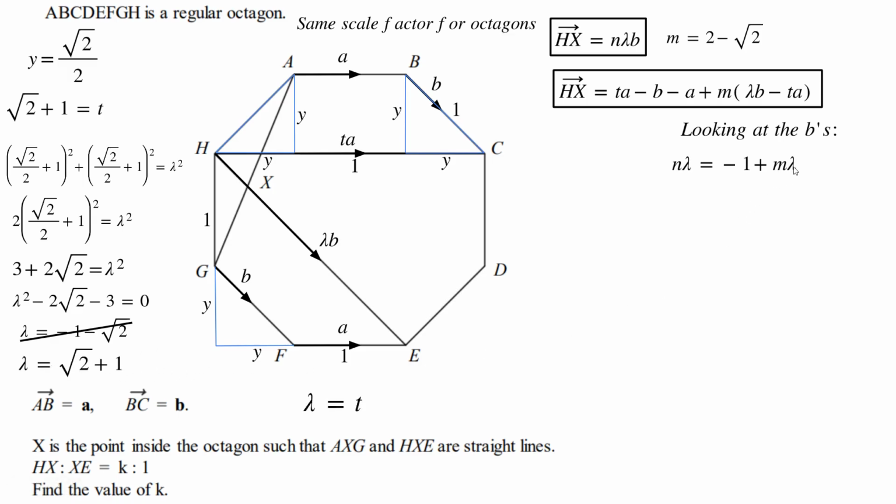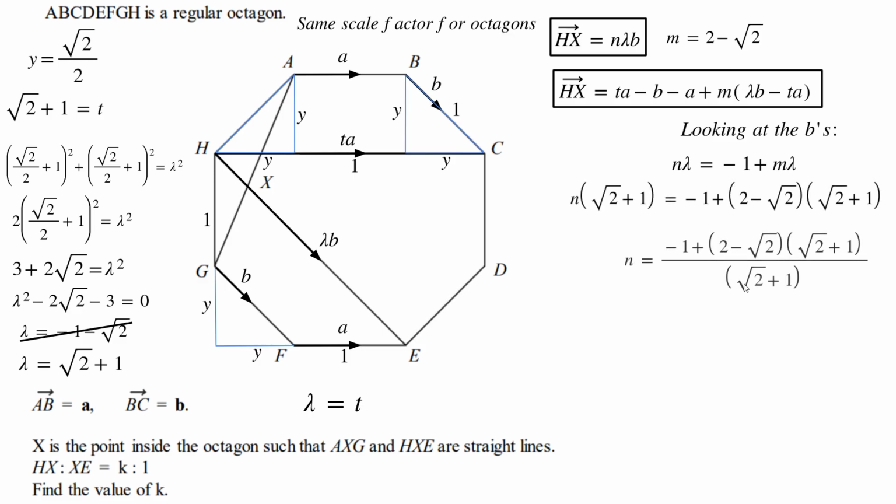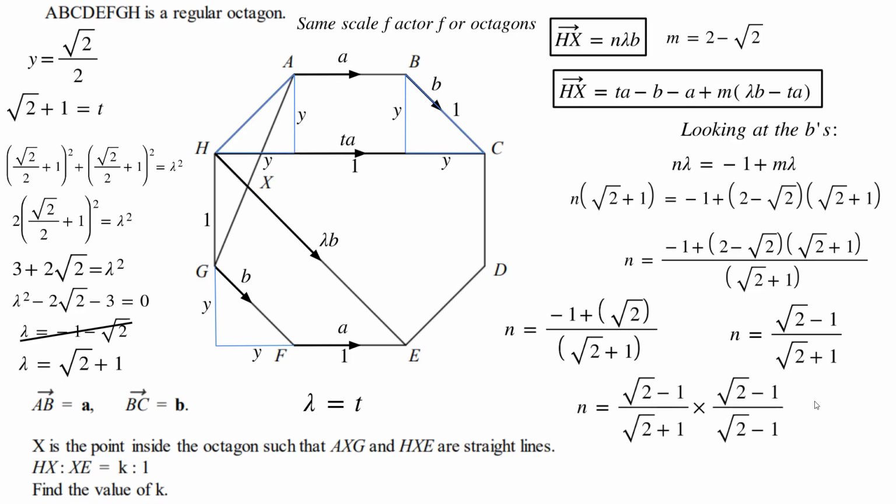Okay, and now we can just plug that into there. We know what m is, so we can plug m into there as well. So just do that, solve for n. N is this. Okay, now we've got what this amount is. So if this is n, if root 2 minus 1 over root 2 plus 1 is this amount, then this full line, which is lambda b, which is the same as saying root 2 plus 1 b, take away this amount, which is this, will get us x to e, sorry. Okay, I've just rationalised that first of all to get n equals 3 minus 2 root 2.